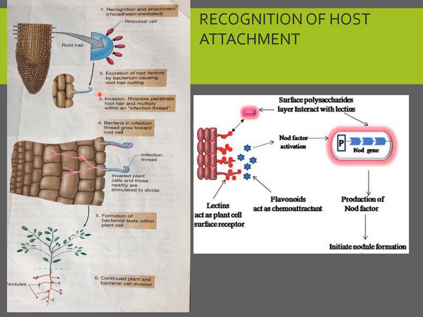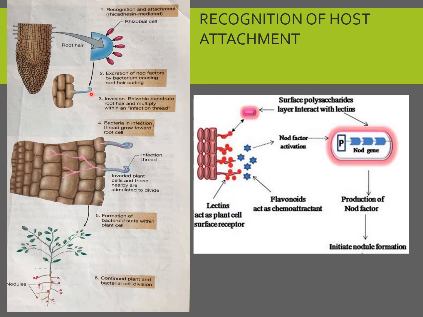And why does this curling happen? It is because the nod factors released by the bacterium stimulate the plant to produce auxins and cytokinins in the host. So the plant is now going to produce more auxins and more cytokinins, which means the levels of auxin and cytokinin will peak in the host, which causes elongation of the root hair and curling of the root hair.